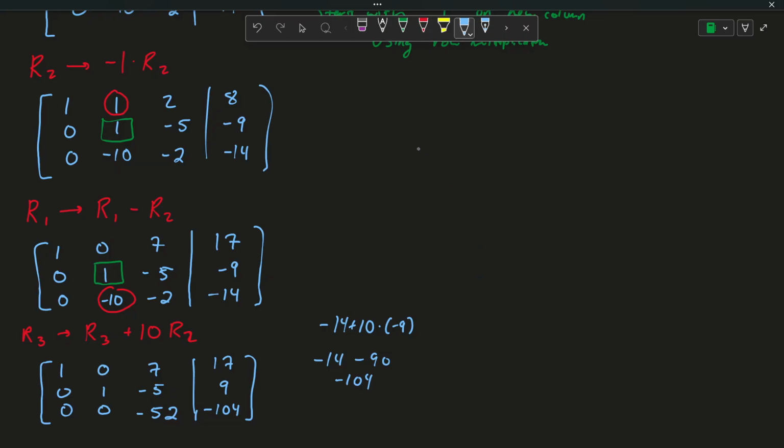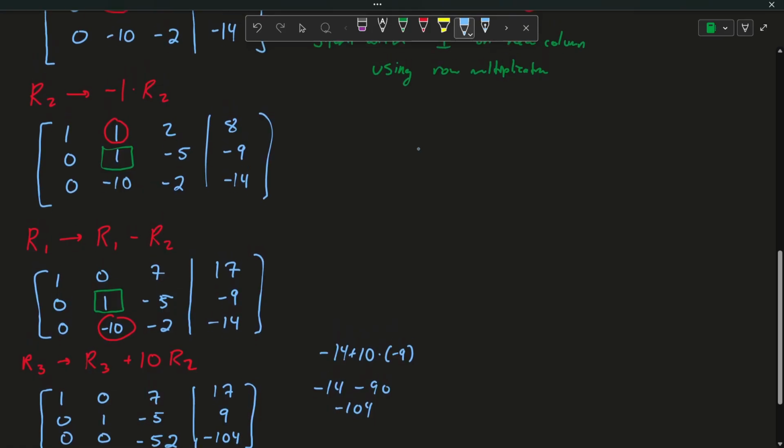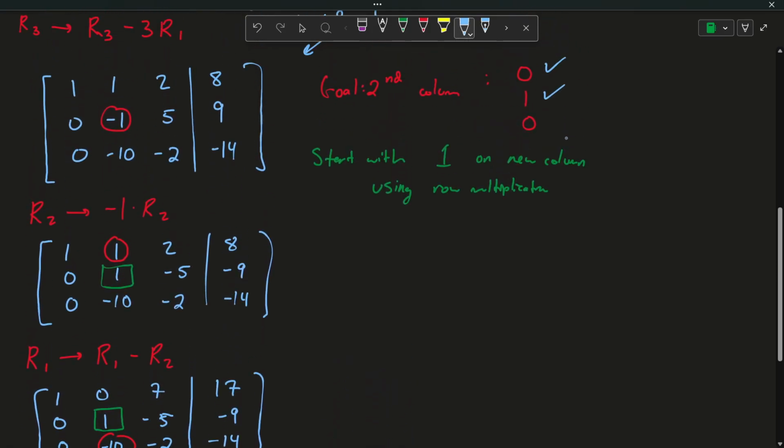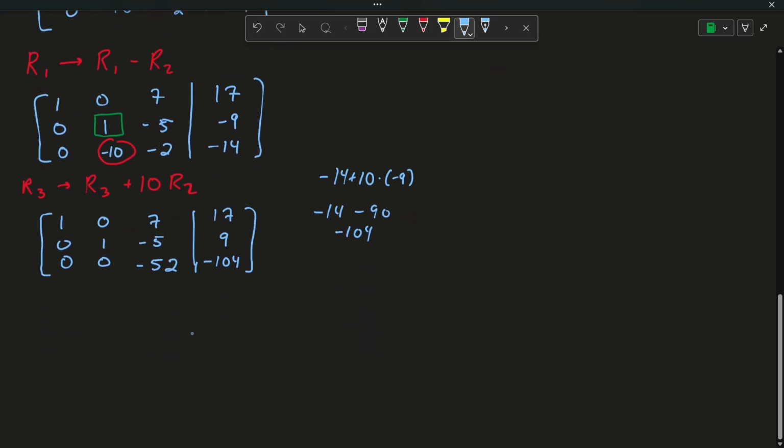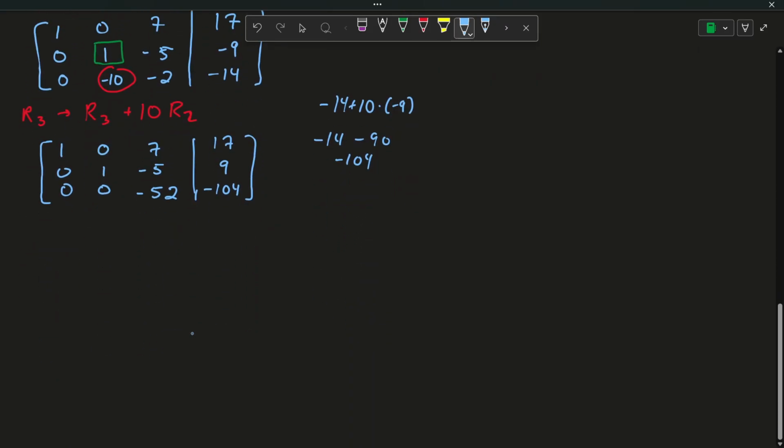Okay. Anyways, if we scroll back up, we can see we have completed goal number 2. So we've got 0, 1, 0. So that second column's looking beautiful. Okay. So now we just have one more column to do. We kind of need to repeat this with our last column, and then we'll be happy. So let's come down here.